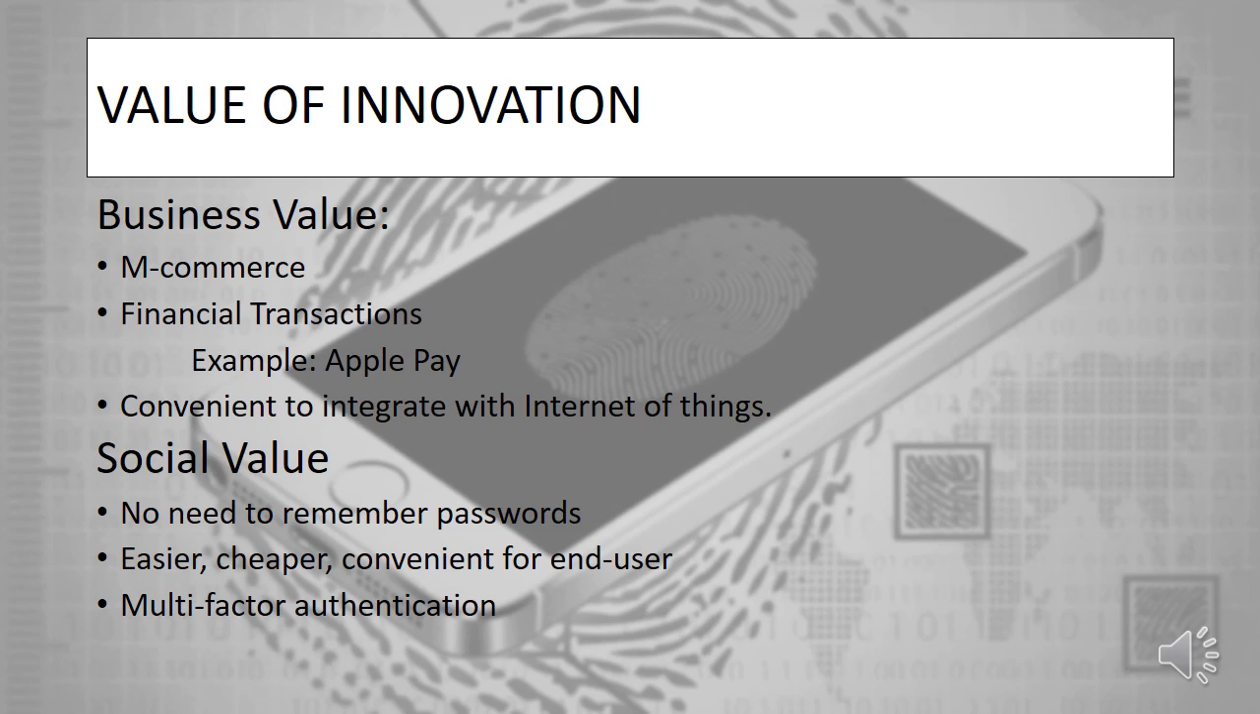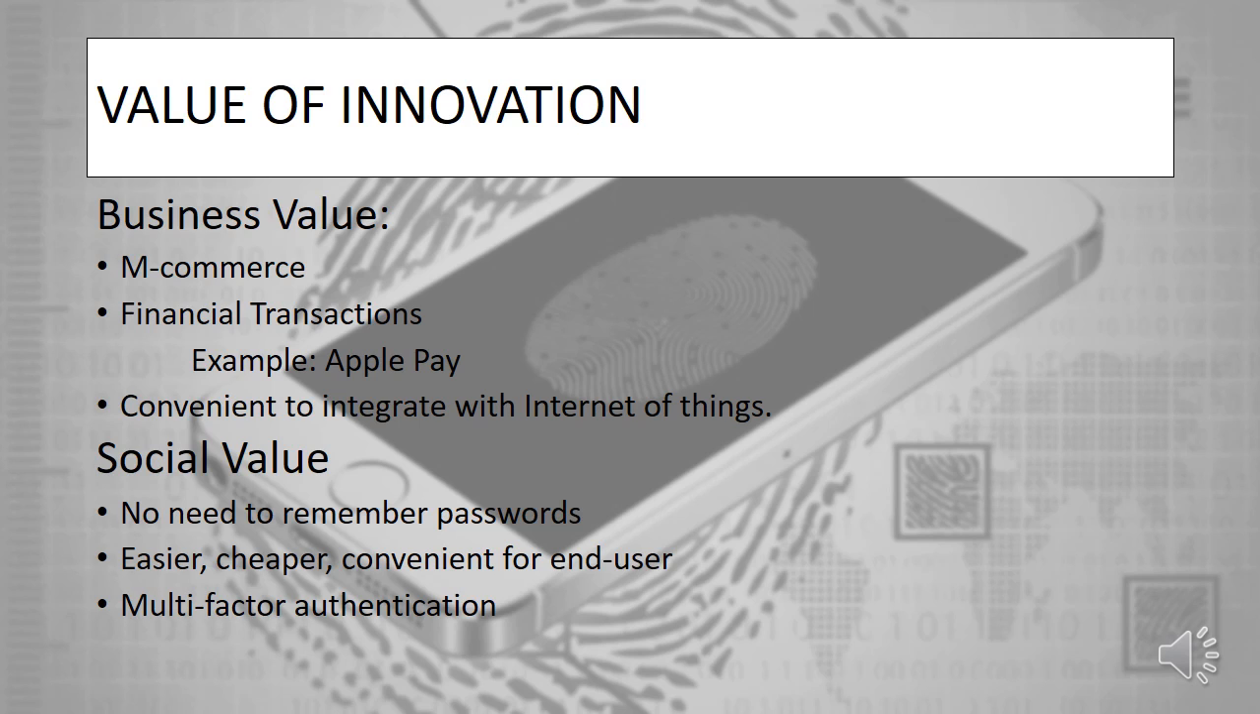Fingerprint scanner is also convenient to integrate with the Internet of Things. For example, if you're using home automation and your phone is the main medium through which you're controlling all the appliances in your house, then with fingerprint scanning, it is secure and only you will be able to control all the appliances in the house.